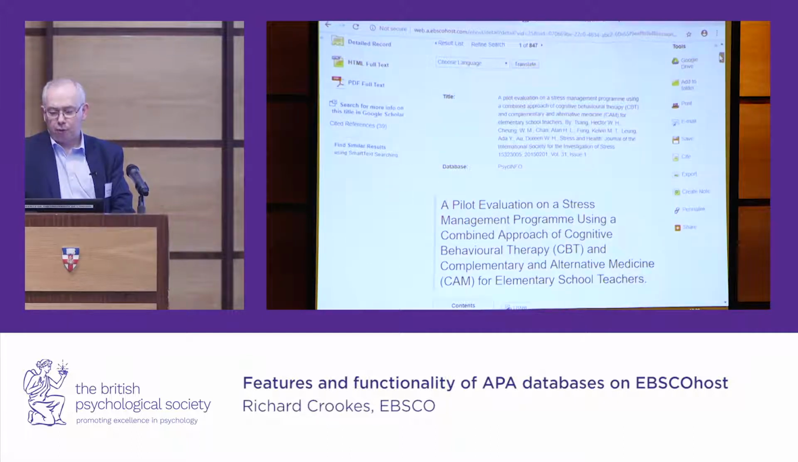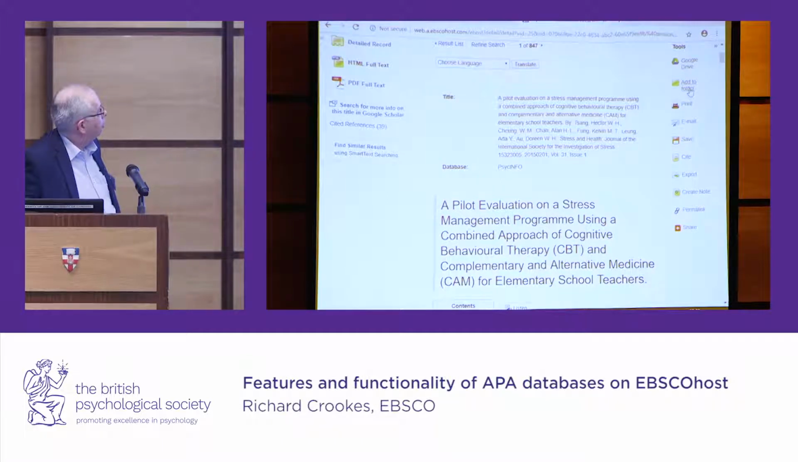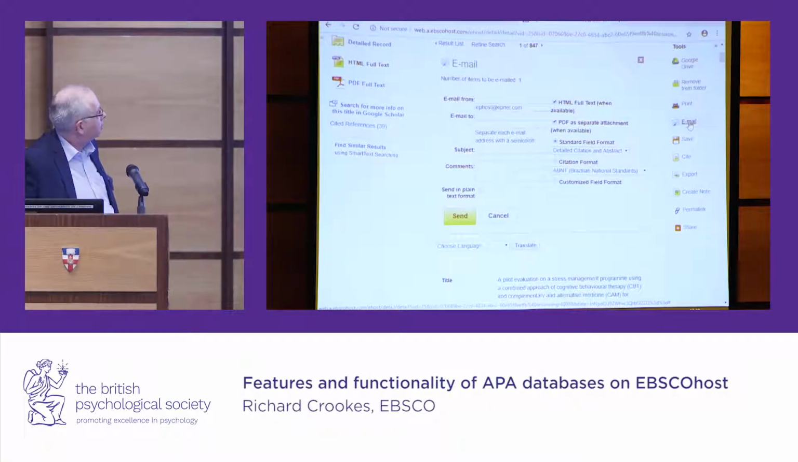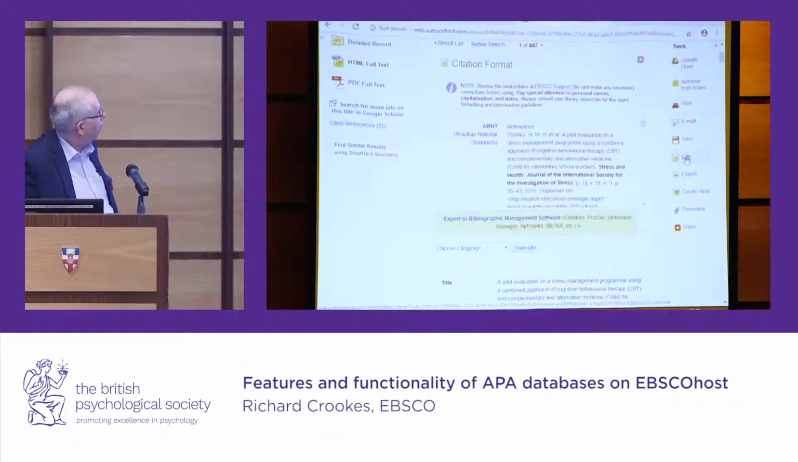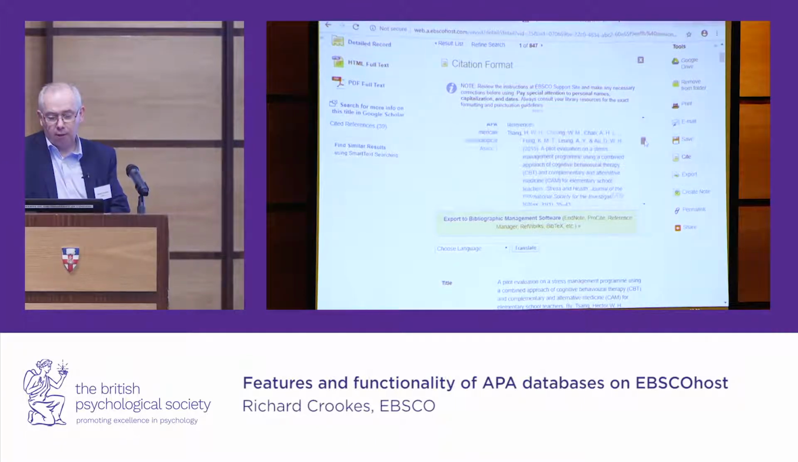And of course, you've got these options on the right-hand panel there. So if you're looking to save the record, you can save it here to your folder. You can email it from this tools menu here. If you want to know how to cite as well, we've got reference styles given here. So you'll find APA is also listed.